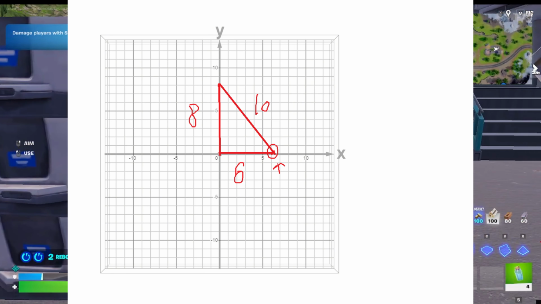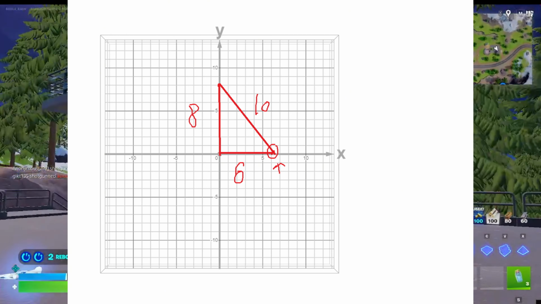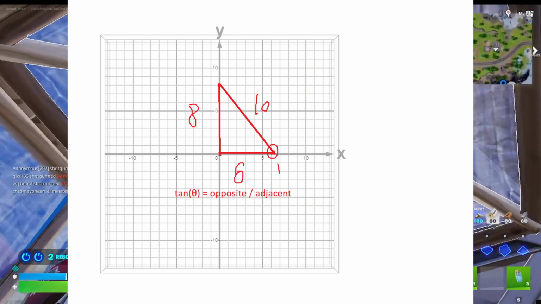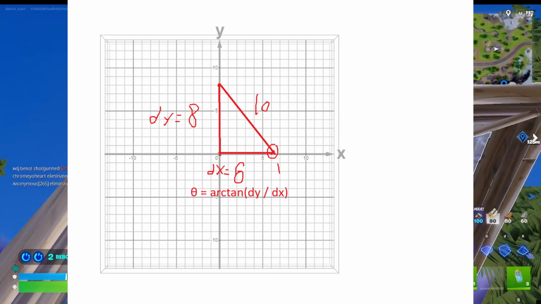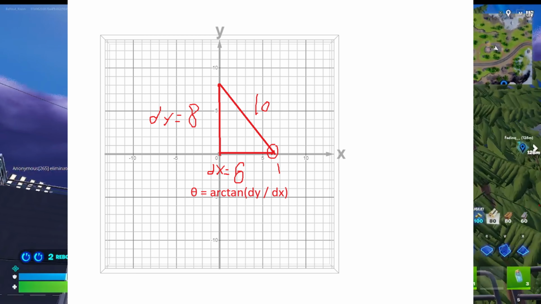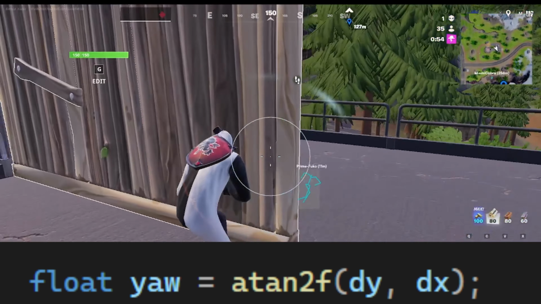If you remember SOHCAHTOA from trigonometry, tangent tells us tan(theta) = opposite / adjacent. But we're trying to find the angle itself. So we need the inverse tangent. You might know that as arctangent. Conceptually, we could write that, but there's a problem. In programming, we usually have something better for this situation.